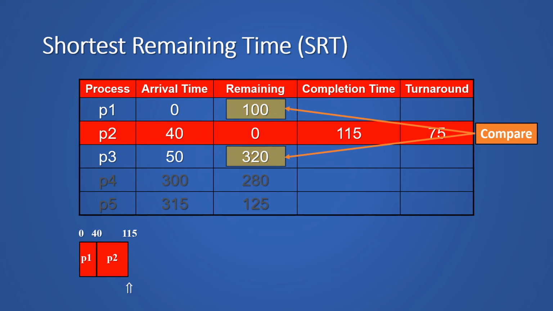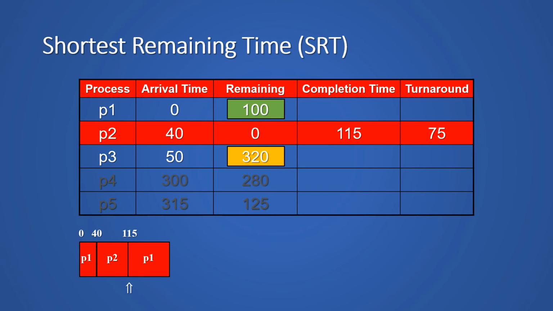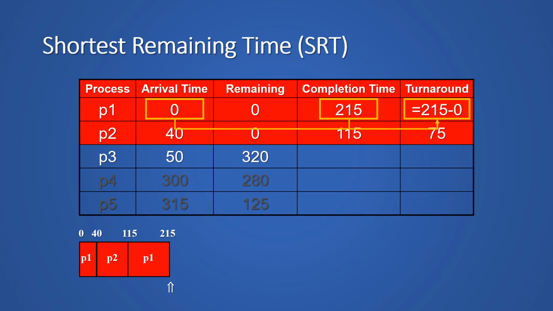After that, the operating system compares the remaining time between P1 and P3. P1 has the shorter remaining time, so it executes first. The completion time is 215 seconds and the turnaround time is 215 seconds.